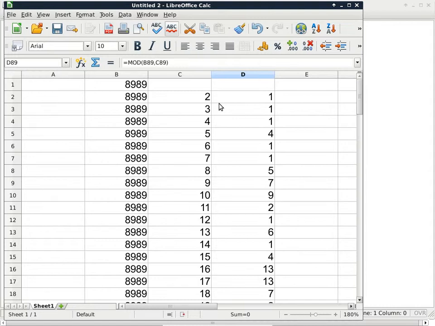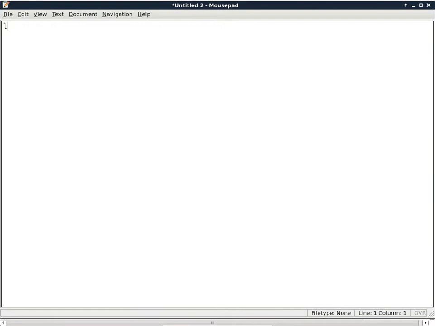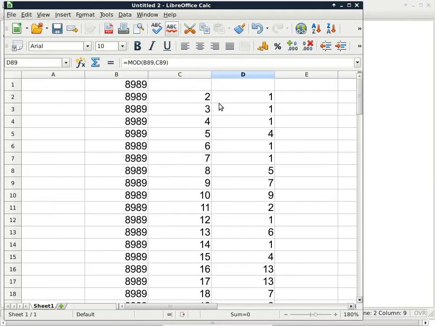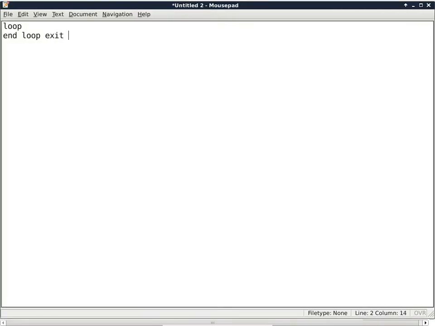Okay, so just like last time, what I'll do is use a non-pseudocode representation and just say there's a loop of some kind. Loop and end loop. Are we exiting this loop at some point? Yes, we are. Okay, so let's try to express the condition. Exit when the remainder is 0.